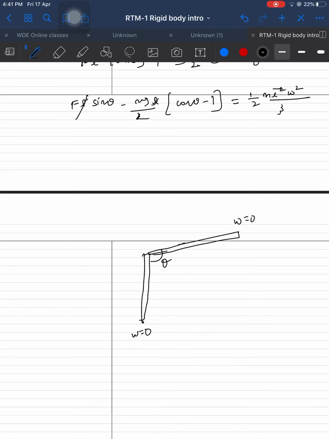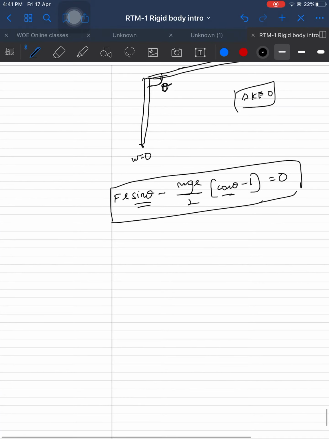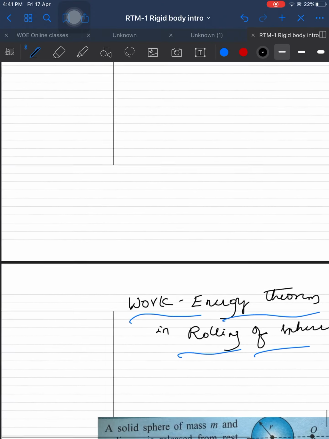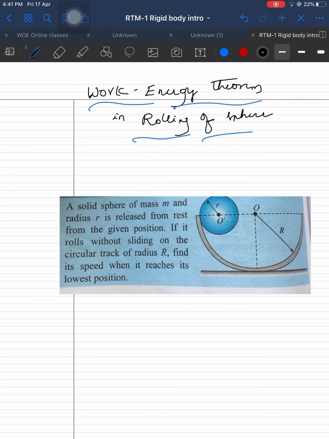We can get the theta value. I am substituting FL sin theta minus mg L by 2 cos theta minus 1 is equal to 0. Because change in kinetic energy is equal to 0, you can get the value of theta. Simplify this and you will get the angle theta. Work energy theorem, okay, as simple as that.